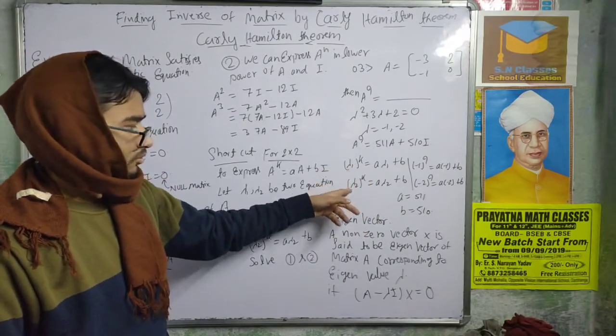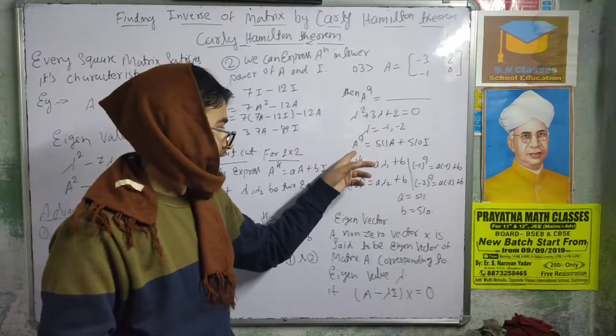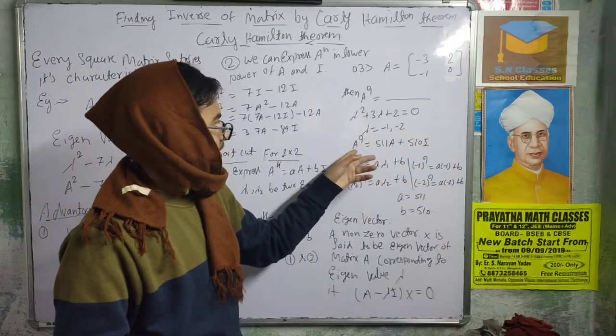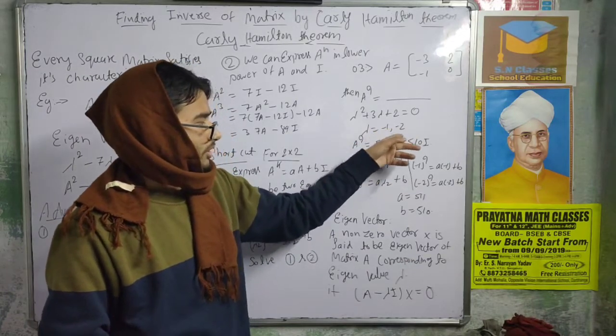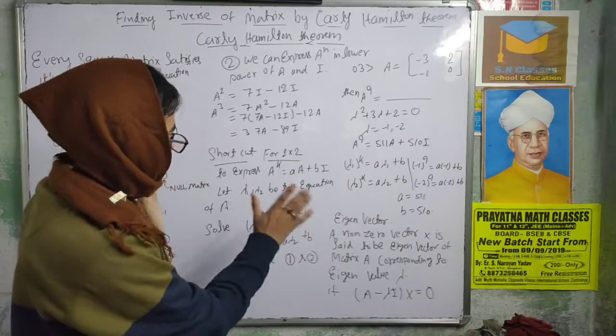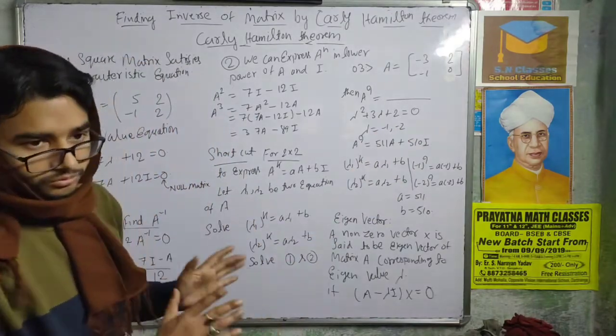Lambda 1, lambda 2 we also call the eigenvalues. The lambda values you got here are minus 1 and minus 2. You substitute here, and read all the slides, copy down and make notes of it.